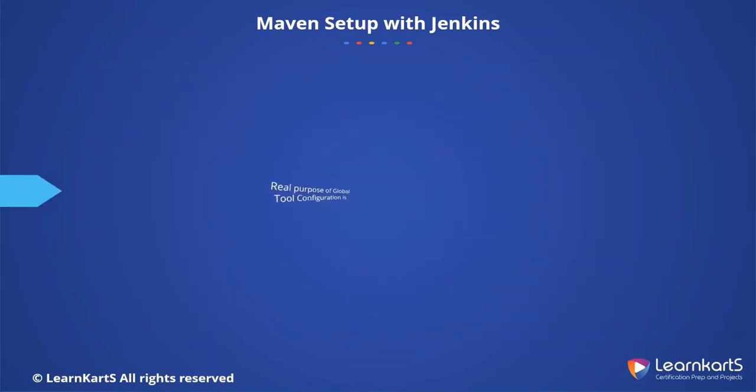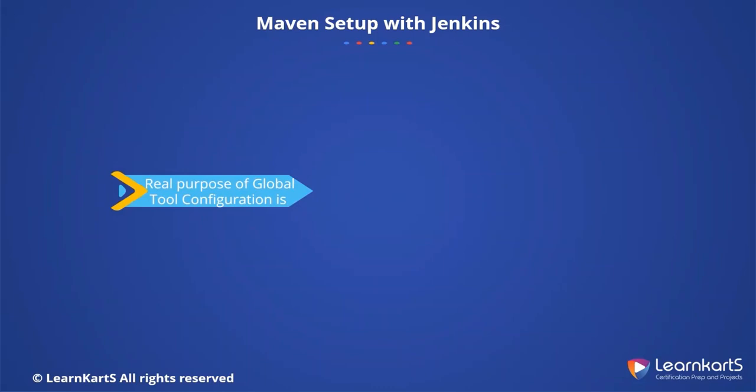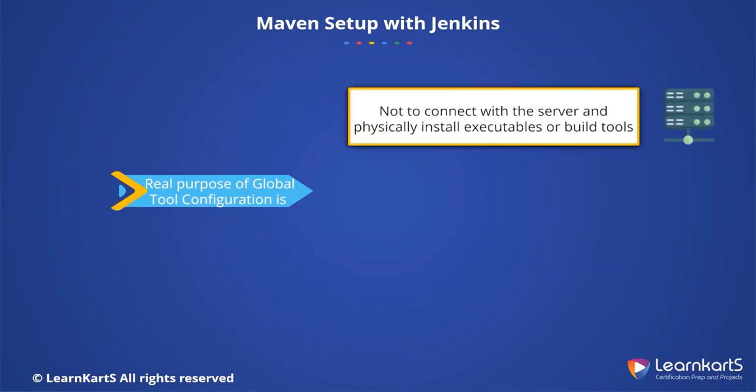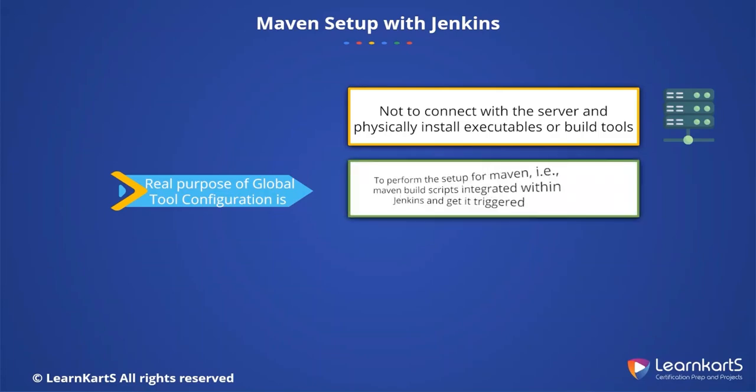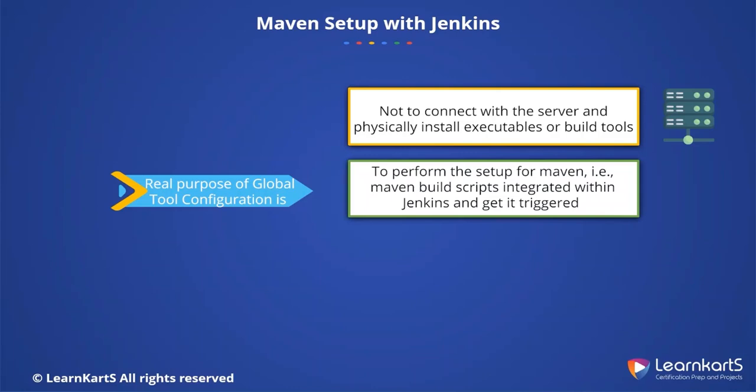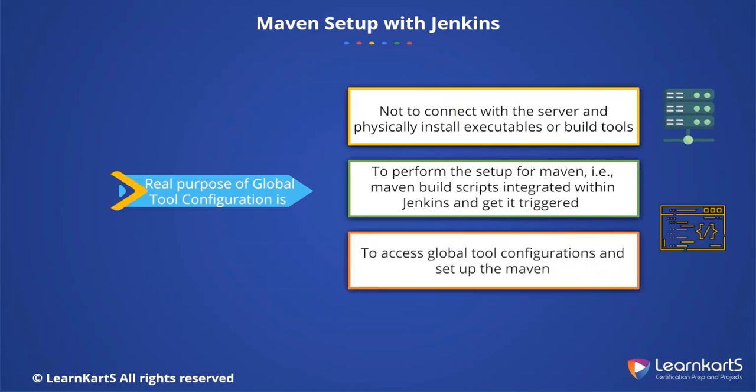And the moment you're doing it, what is the real purpose of this? Because I don't want to connect to the server and physically install some executables or build tools over here. What I want to do is perform the setup for Maven over here. We are trying to have some Maven build scripts integrated within my Jenkins and get them triggered over here. So you will be accessing the global tool configurations, and in that case you will be setting up Maven.